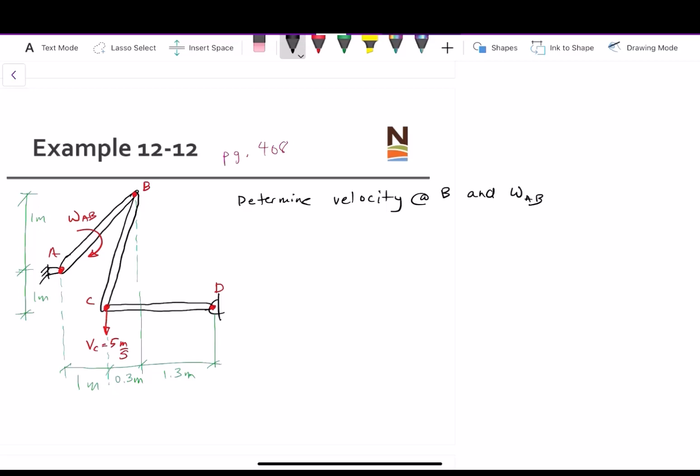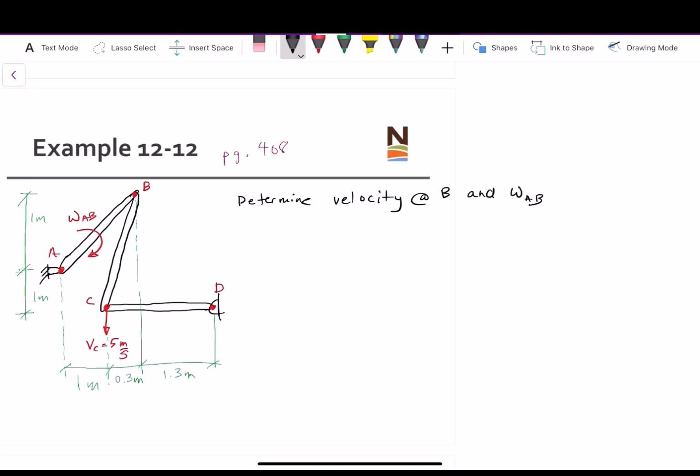So remember, we want to start with what's known. We do know the velocity at point C. The first thing we want to find is the velocity at B, because it's the next closest unknown compared to, say, the angular velocity of AB. So we're going to try to solve for the velocity at B.